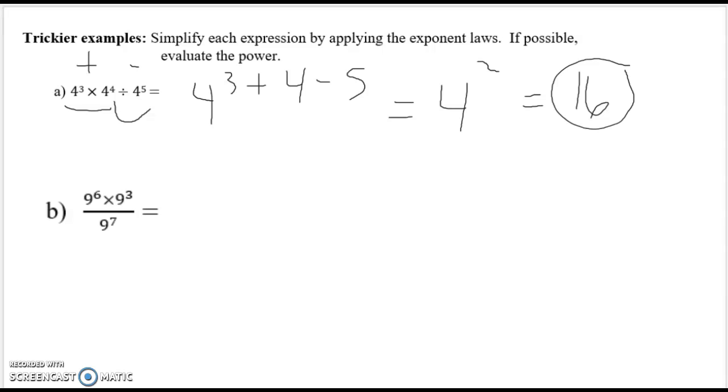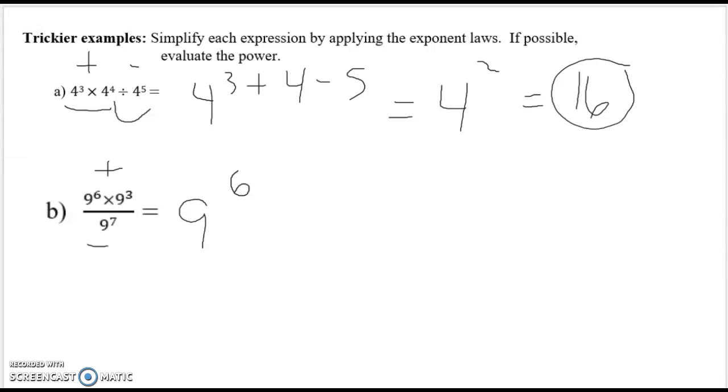So over here, this top part is multiplying, so we're going to add the exponents. But then down here is dividing, so we're going to subtract those exponents. So luckily we all have the same base of 9. Okay, so 9 is our base. And then let's do it one step at a time.